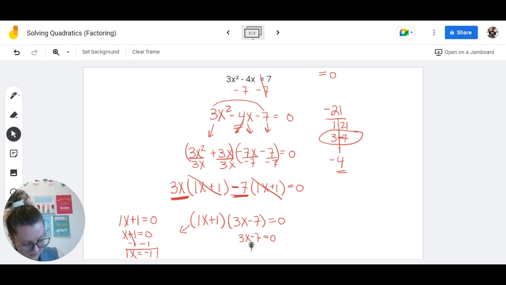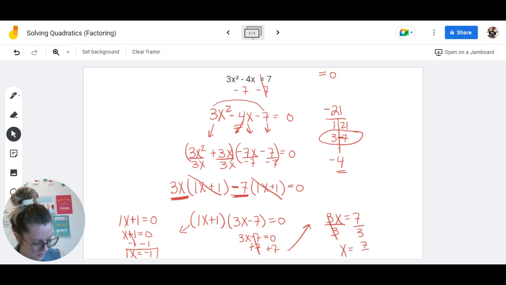I'm going to add 7 to both sides. They're going to cancel. I'm going to move up here. 3x is equal to 7. Divide by 3 on both sides. So x is equal to 7/3. That is my second answer, and I'm done.